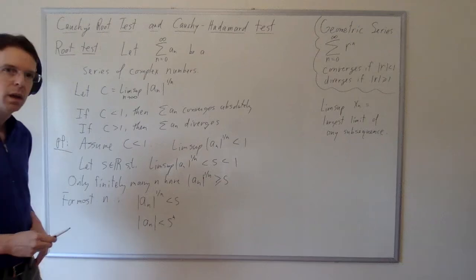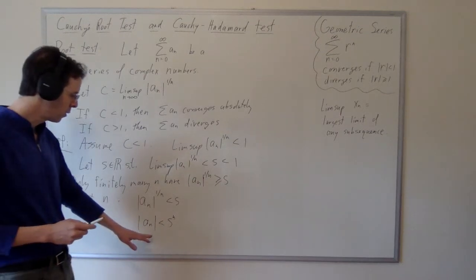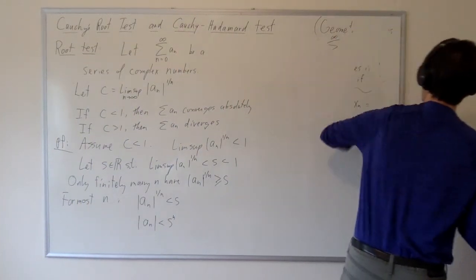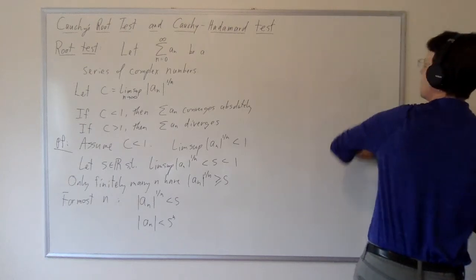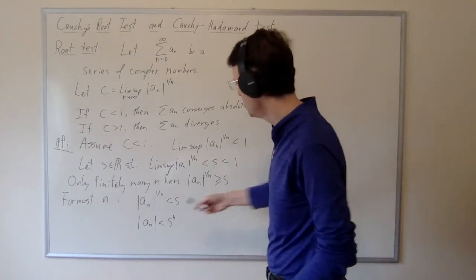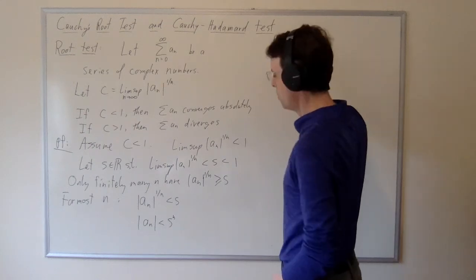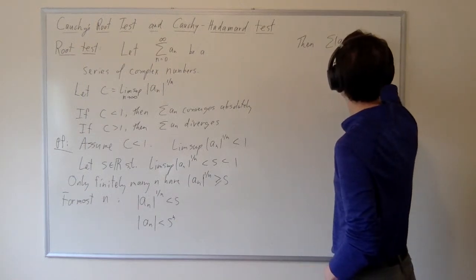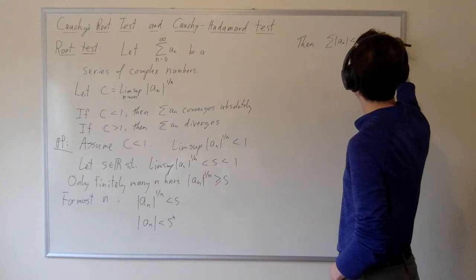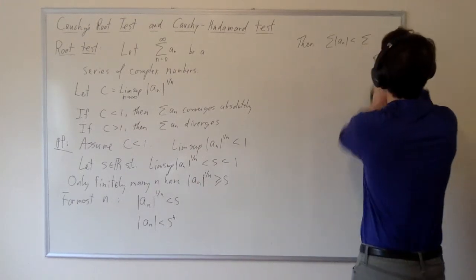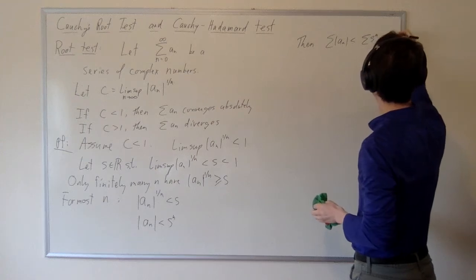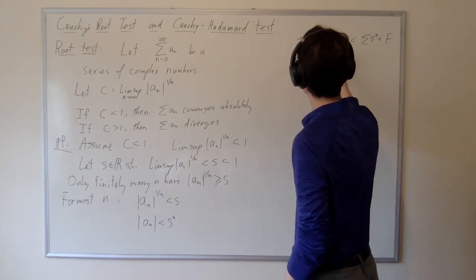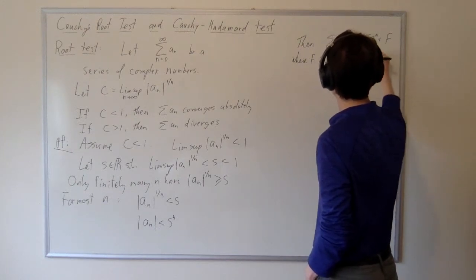And so this is looking a little bit like the comparison test or the Weierstrass M test. Now, that equation is not true for all n, but it's true for all but finitely many. So what that means is that the summation of a_n is less than the summation of S to the n, plus some, I'm just going to call it capital F, some finite term.